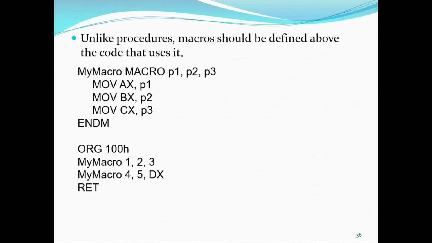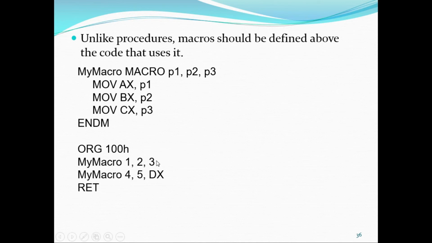Unlike procedures, macros should be defined above the code that uses them. This is the code of a macro defined before the start of the code, named my macro, and p1, p2, p3 are the parameters that will be used in this macro. As you can see, they are moved into these registers.